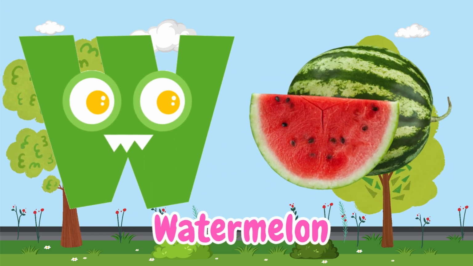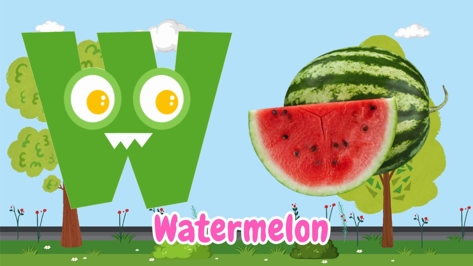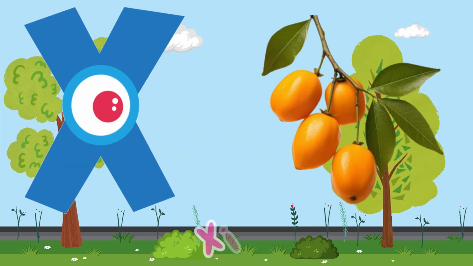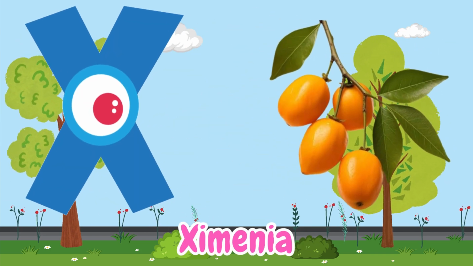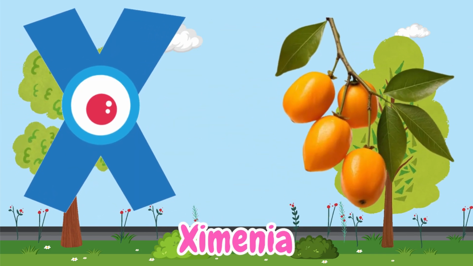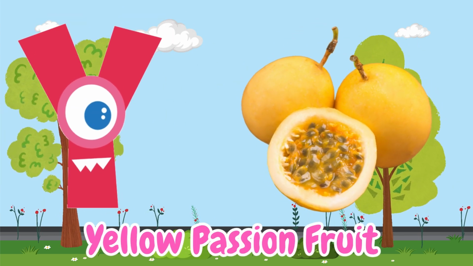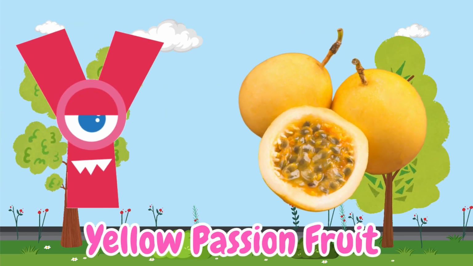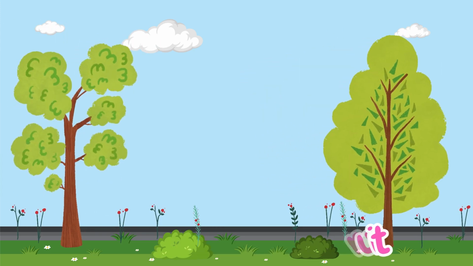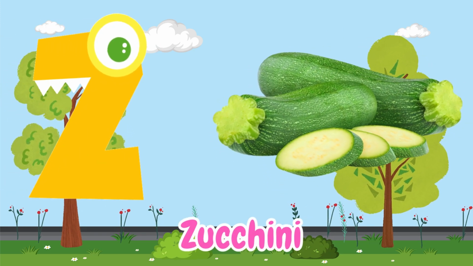W is for watermelon. X is for Xigua. Y is for yellow passion fruit.